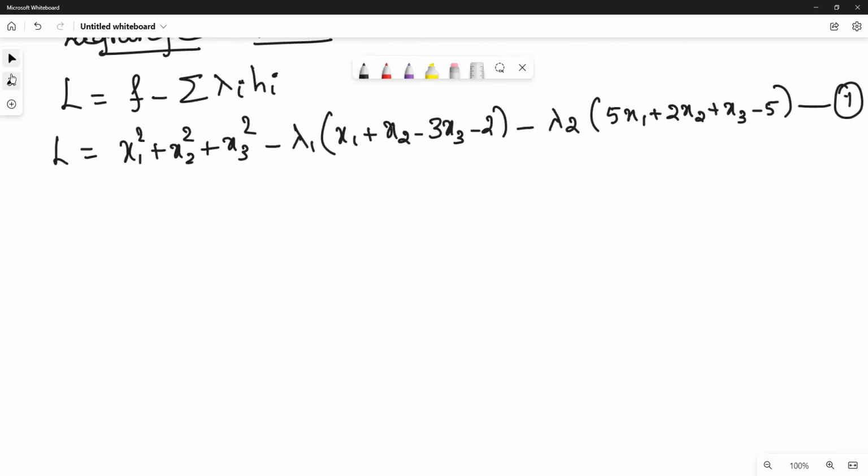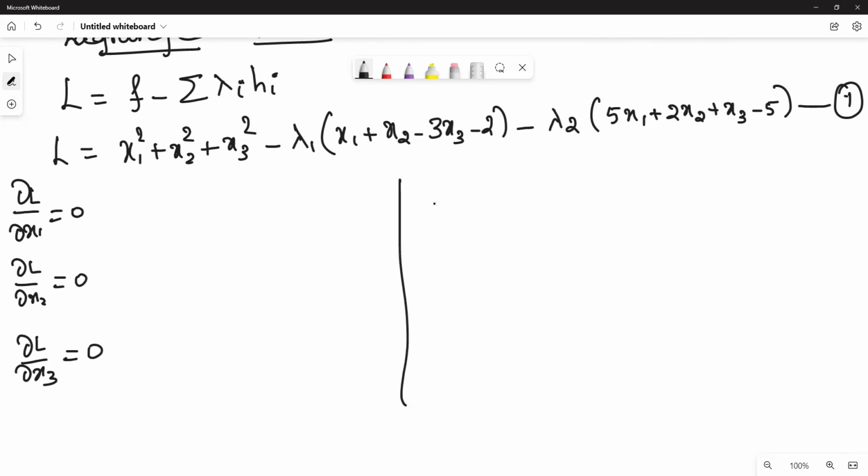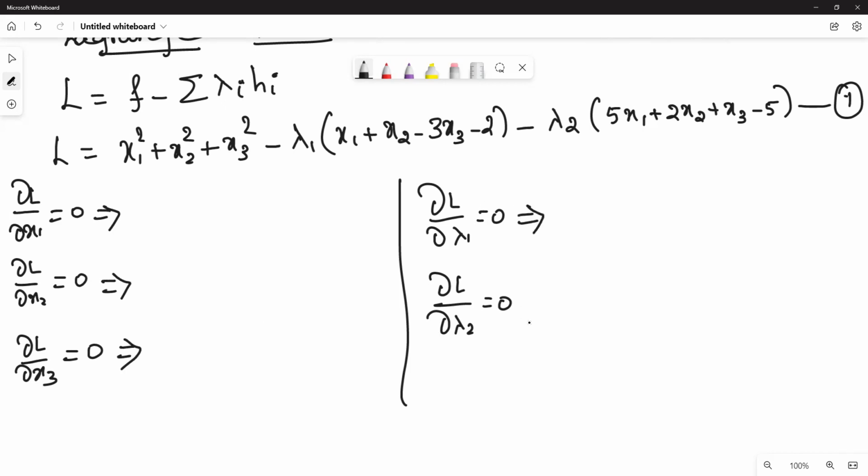From this Lagrangian function L, find dou L by dou x1, dou L by dou x2, dou L by dou x3, equate it to 0. Similarly, the Lagrangian with respect to the Lagrangian multipliers also. Dou L by dou lambda 1 equate to 0. Find dou L by dou lambda 2 equated to 0. So totally you will be getting 5 equations to find 5 unknowns x1, x2, x3, lambda 1, lambda 2. Let us find it one by one.